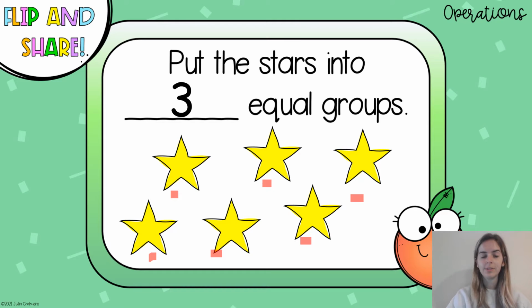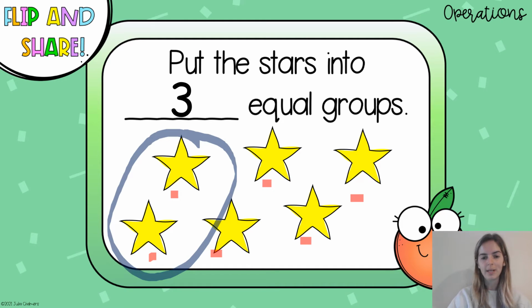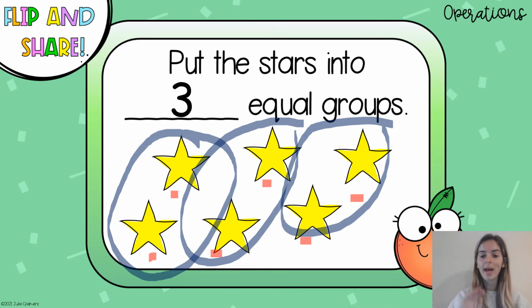So let's take a look. I've got 1, 2, 3, 4, 5, 6 stars. And I'm just going to group them the way that I see them. It's almost like subitizing. So I can see that there could be a group here. 1, 2, 3. Now I have my 3 groups, and in each group I have 2 stars. So 3 groups of 2 equals 6, and that's what we started with. Well done.